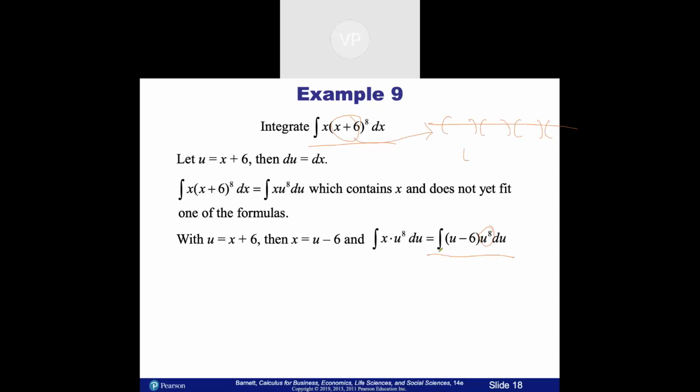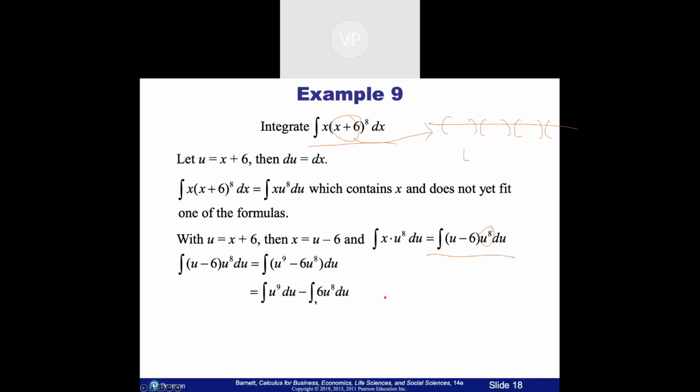This one, though, isn't so bad because we can just distribute this. It's a single term. We distribute the u to the 8th to each term, and we get u to the 9th minus 6u to the 8th. Instead of all these multiple terms up top, it's one term distributing, and it's a power of 1 for the u minus 6. So we just get 2 terms. It's a little more complicated, but it's not as bad.